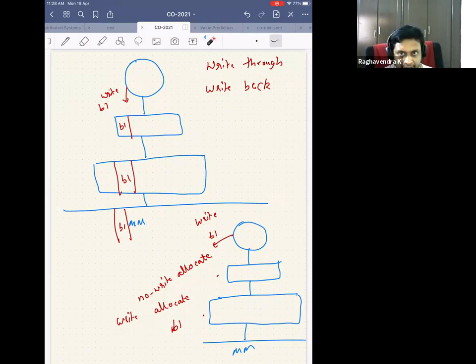So you have chosen write through cache. Now you have to choose what happens when I bring a block. So should I have write allocate? Okay, a lot of people haven't understood this.